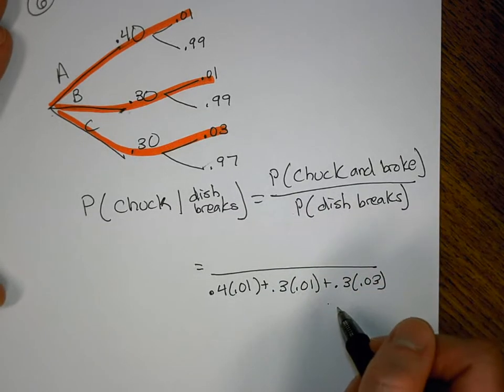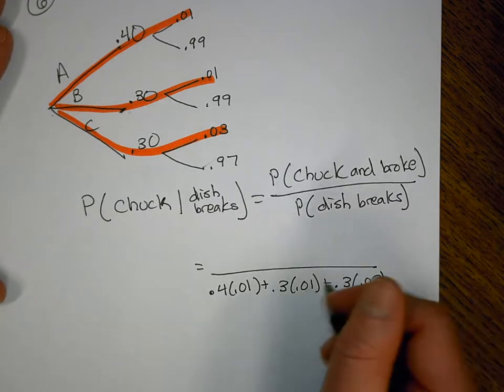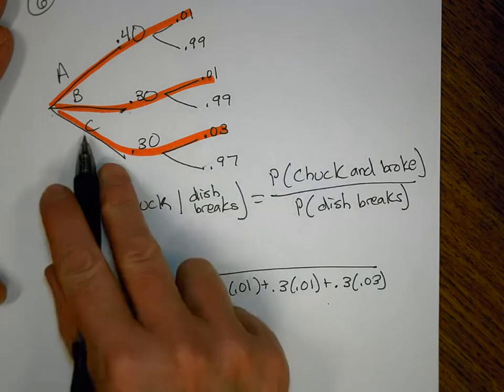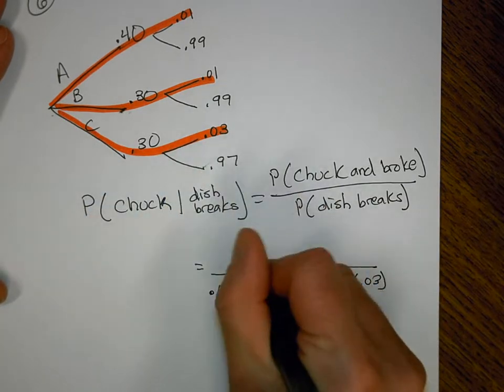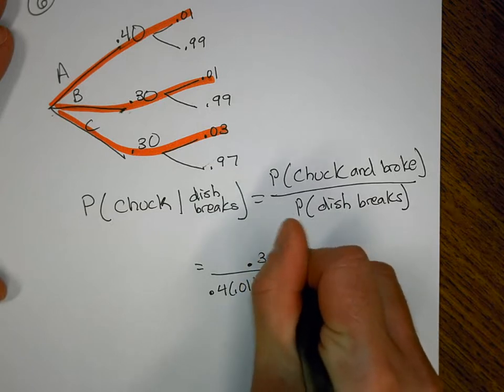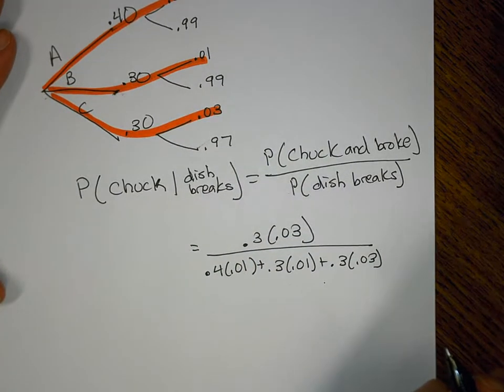Use your calculator wisely. It's only as smart as the user pushing the buttons. Be careful with it. Chuck and broken dish is 0.3 times 0.03. And that should give you the correct answer. Well, those are the ones you have to make those crazy trees.